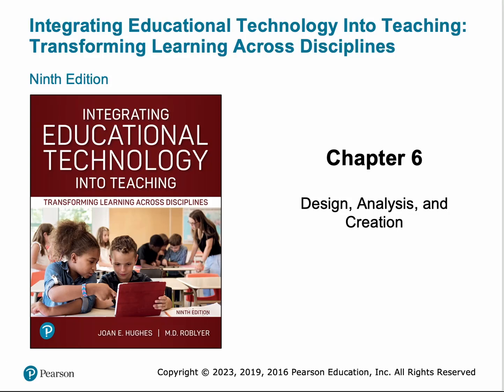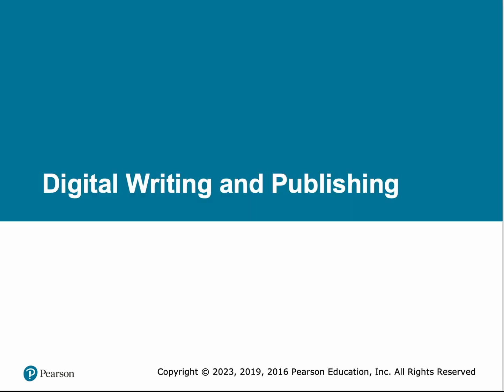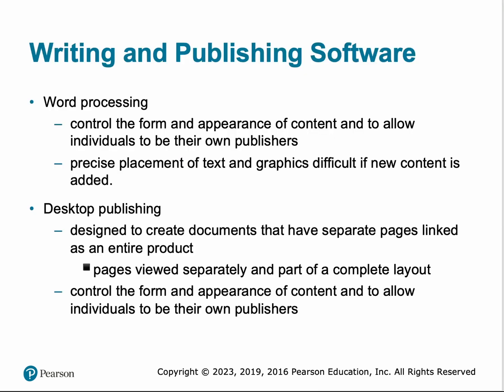Hi, all. We're going to take a look at Chapter 6 this week, Design and Analysis and Creation when Using Technology. So we've got digital writing and digital publishing. And when we use word processing, we're able to control the form and appearance of content, but moving graphics around on a Word document can be really difficult versus desktop publishing. And this is designed to create documents, have separate pages, linked as a whole product. And this one's a little bit easier to move things around on.